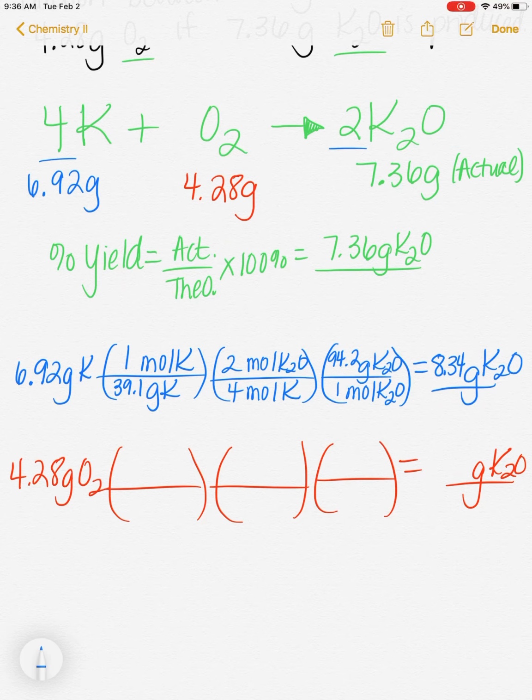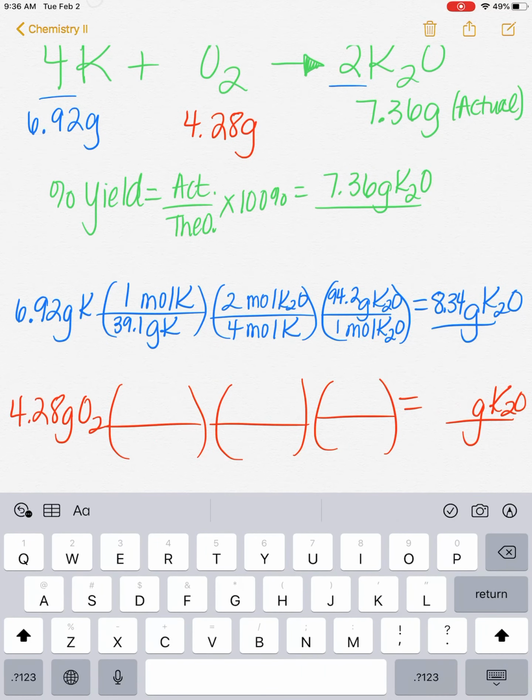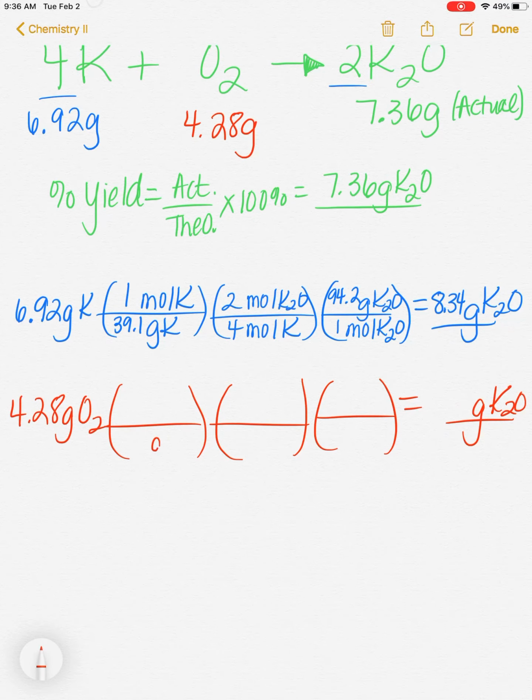But before I can certify that that's exactly what I make, I have to check my other starting amount. So if we go down here to this problem with oxygen, the first unit I'm trying to get rid of is grams of O2. And I can change that to moles of O2. But I don't want moles of O2, so I'm going to put that on the bottom. And I'm going to put moles of K2O on top. I don't want an answer in moles of K2O though. I would like grams of K2O, so I'm going to put moles of K2O on the bottom, grams of K2O on top.